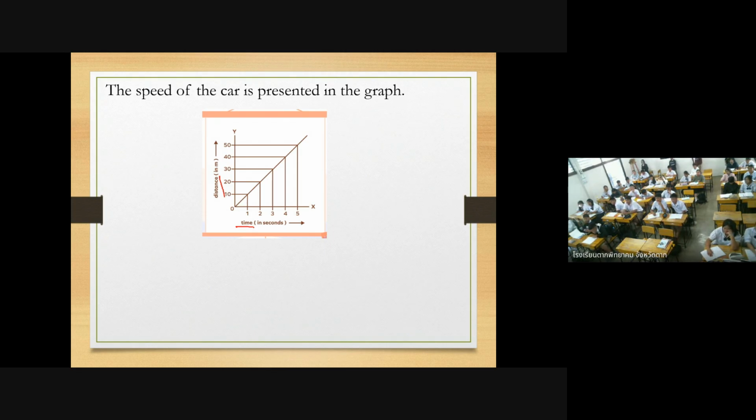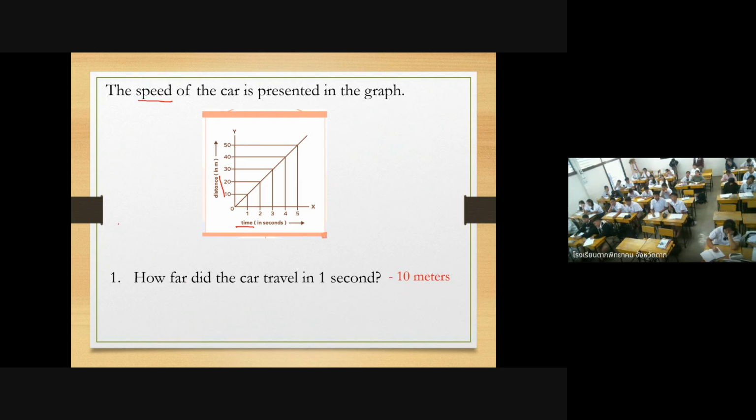Meaning, if you look here, the more time in seconds, the further the distance of the car. You know a car, it moves. And that is represented in this graph. We associate the distance of the car to the time in given seconds. Now, given this, how far did the car travel in 1 second? 10 meters.